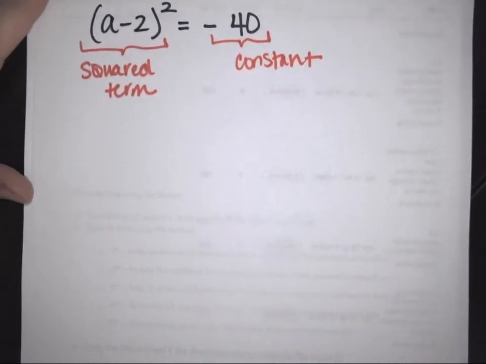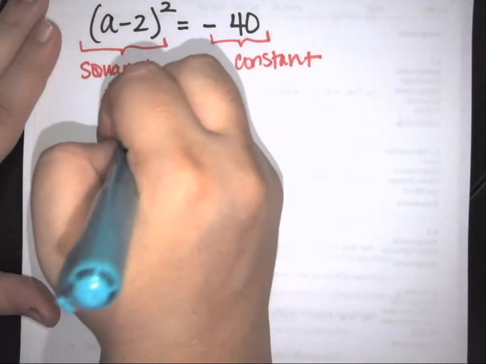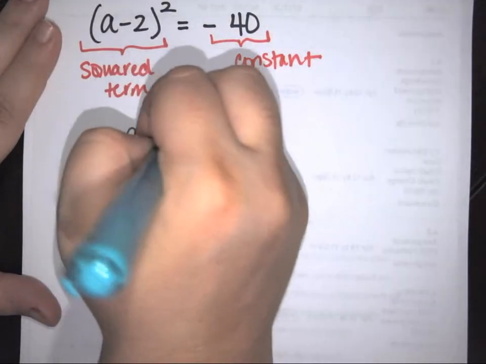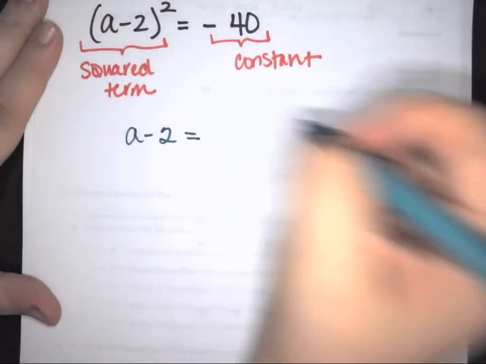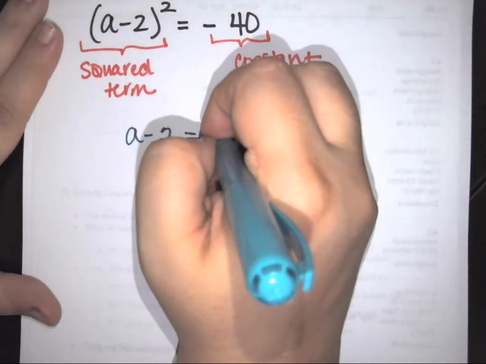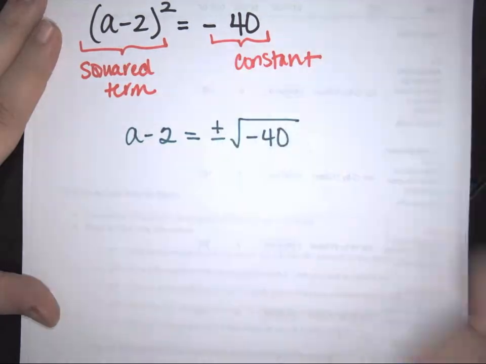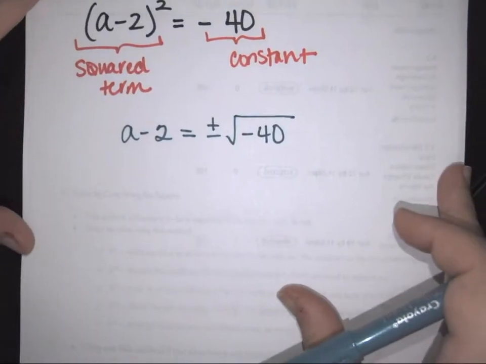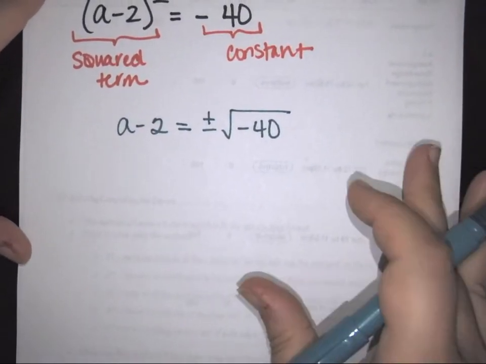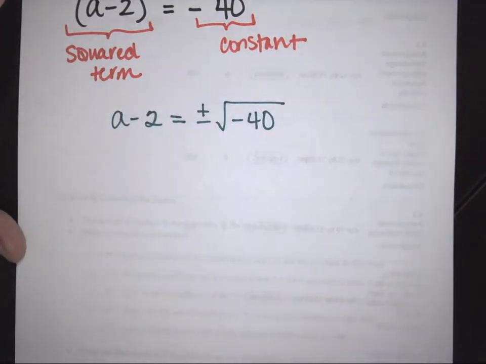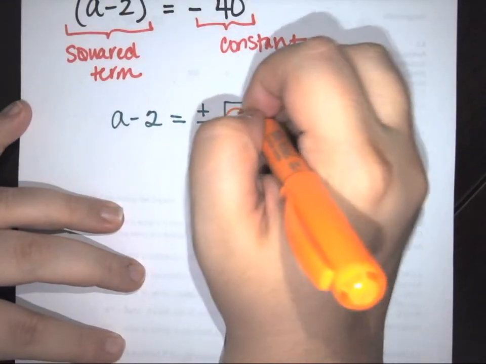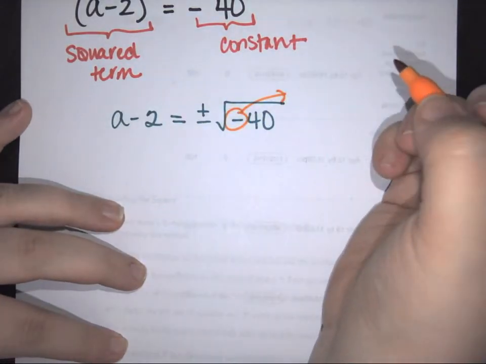So you're going to take the square root of both sides, so this is going to become a minus 2 is equal to, taking the square root of both sides says you have to do plus or minus, and this becomes the square root of negative 40. Now just like before, you need to reduce your radical as far as it can go before you do anything else. So we have to acknowledge that we have this negative under the radical and we need to pull it out.